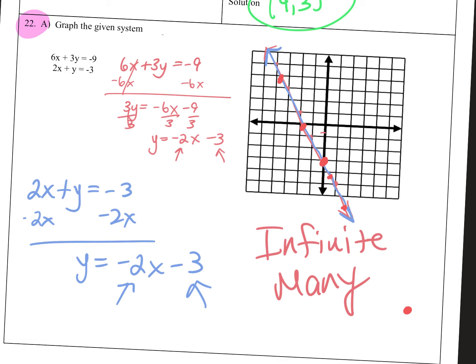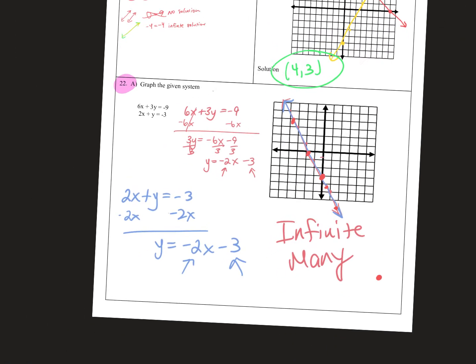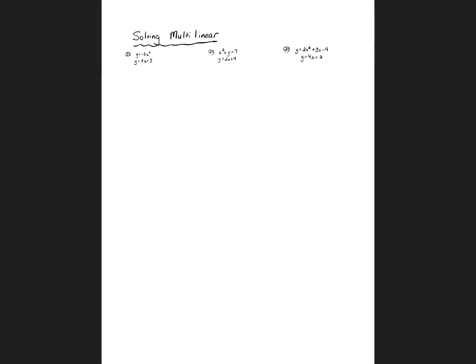So parallel lines that don't touch is no solution. Lines, when you graph them, that are right on top of each other, that's infinite solutions. And then when you graph them and they just intersect at one point, that's the one solution. Everybody with me? All right, moving along here, guys.